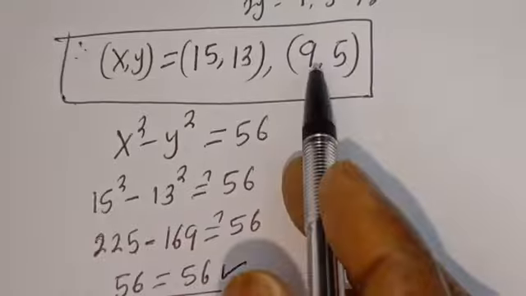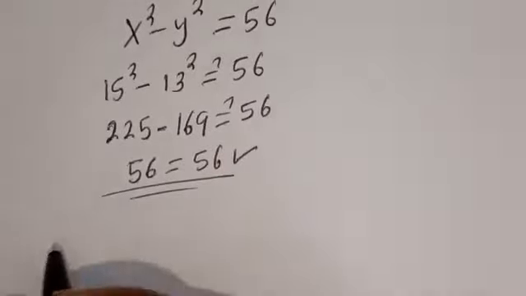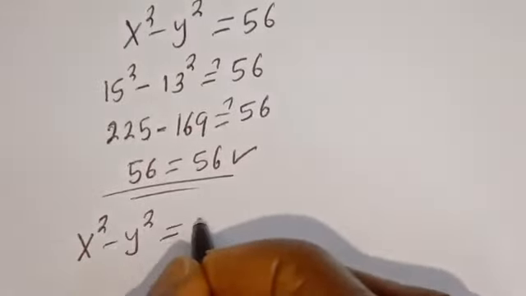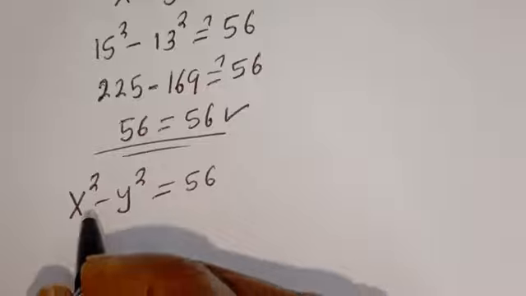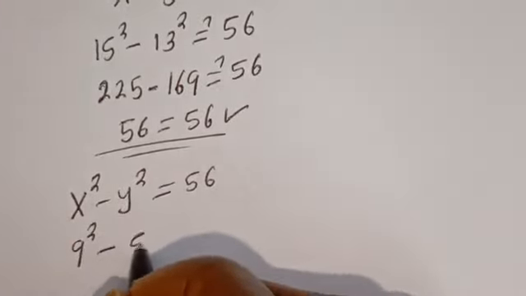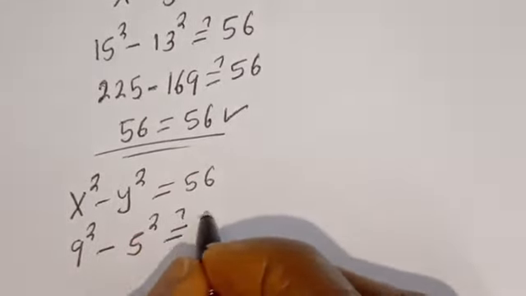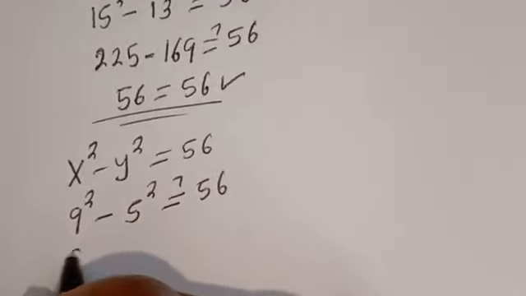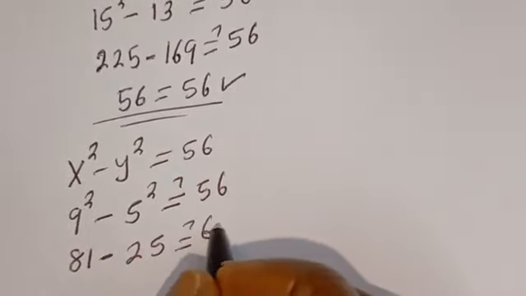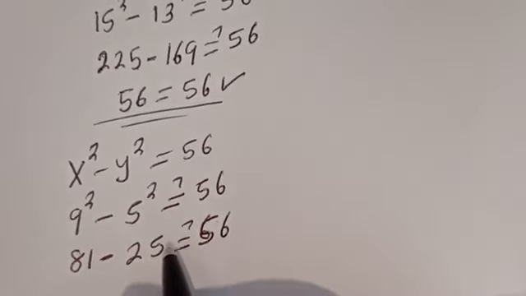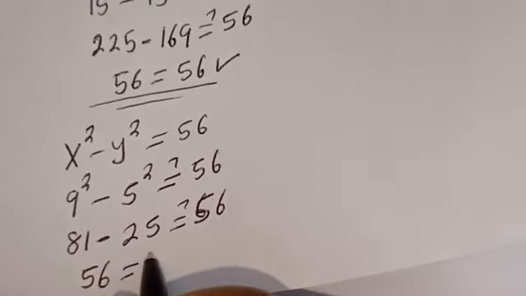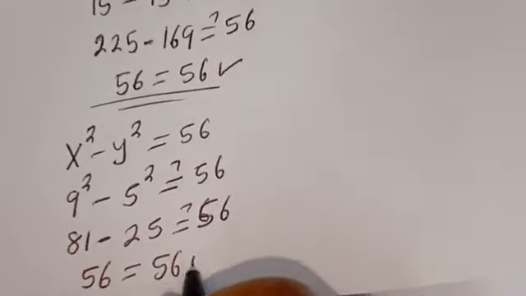Also, when x is equal to 9 and y is equal to 5, let's check. We have x squared minus y squared is equal to 56. Then when x is 9, we have 9 squared minus 5 squared must be equal to 56. 9 squared is 81 minus 25 must be equal to 56. 81 minus 25, we have 56 is equal to 56, which is also true.